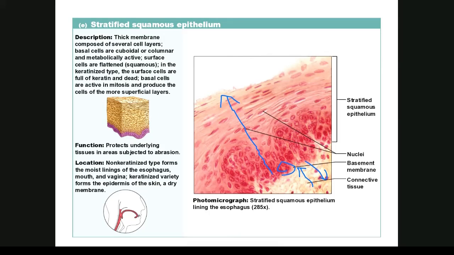And anywhere in the body that you need a thick, thick layer, stratified squamous epithelium is going to be the preferred type. Skin is made of this. Tissues in your mouth are made of this.